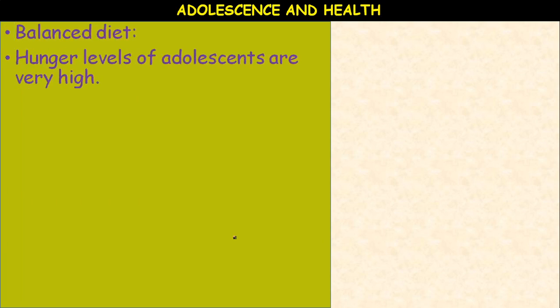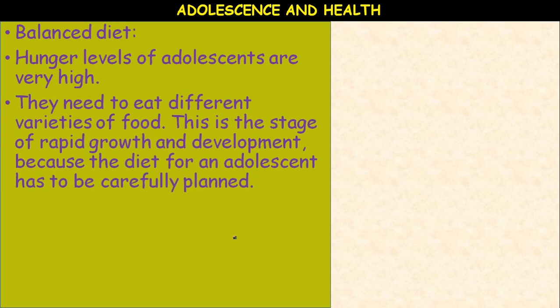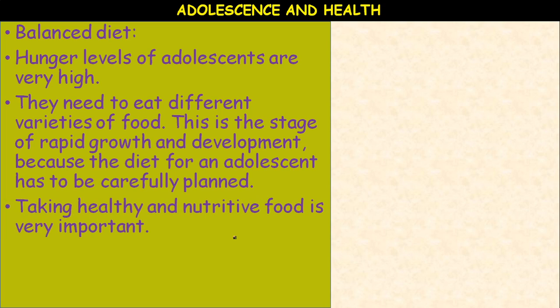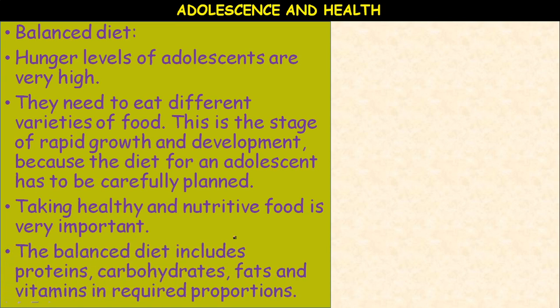Balanced diet. The hunger levels of adolescents are very high because metabolism is very high. They need to eat different varieties of food. This is the stage of rapid growth and development, so the diet for an adolescent has to be carefully planned. Taking healthy and nutritive food is very important. The balanced diet includes proteins, carbohydrates, fats and vitamins in required proportions.